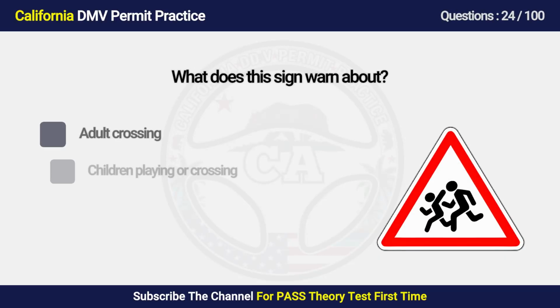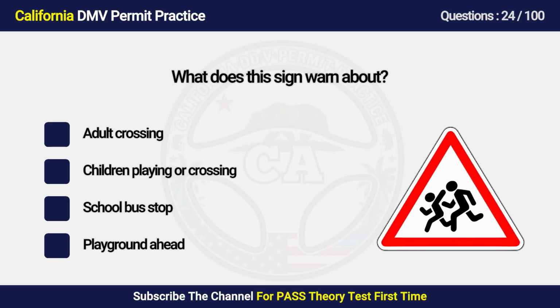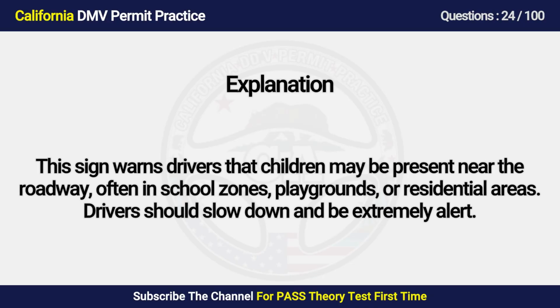Question 24. What does this sign warn about? A. Adult crossing. B. Children playing or crossing. C. School bus stop. D. Playground ahead. Answer is B. Children playing or crossing. This sign warns drivers that children may be present near the roadway, often in school zones, playgrounds, or residential areas. Drivers should slow down and be extremely alert.